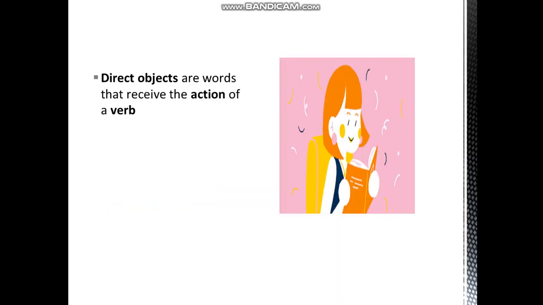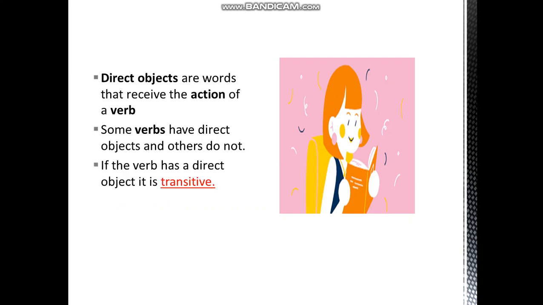Remember that direct objects are words that receive the action of a verb. Some verbs have direct objects and others do not. If the verb has a direct object, it is what we call transitive. If it doesn't, then it is intransitive.